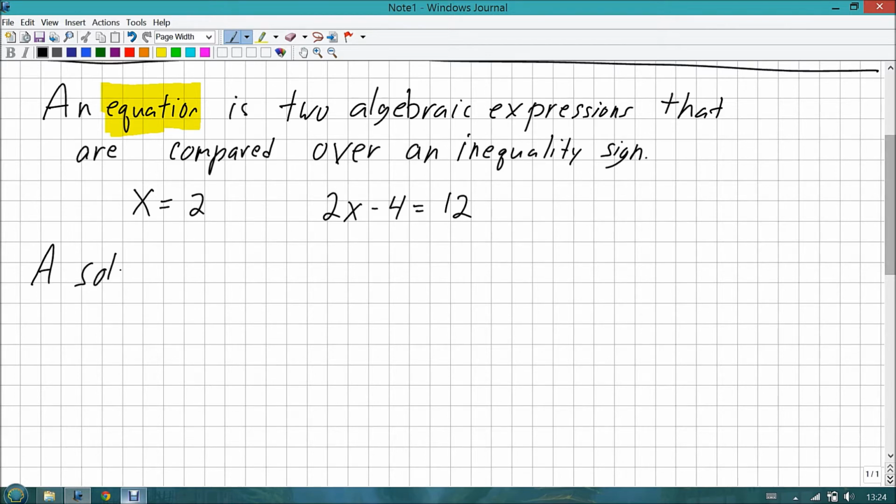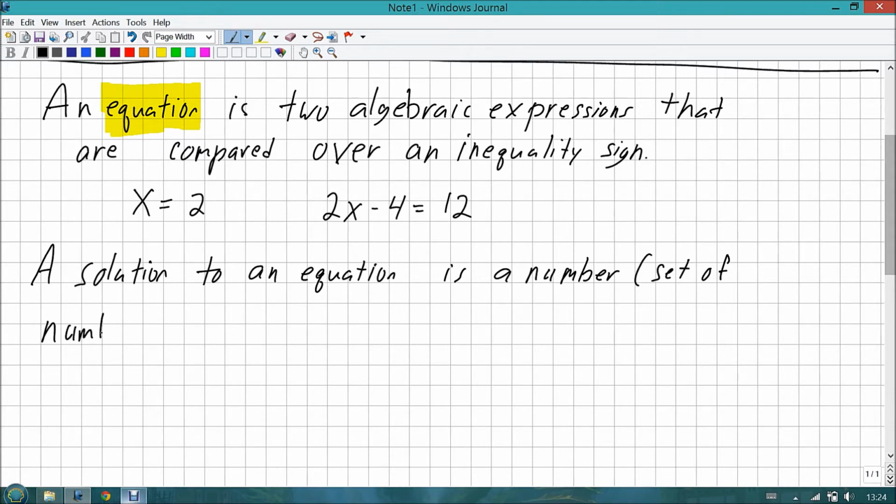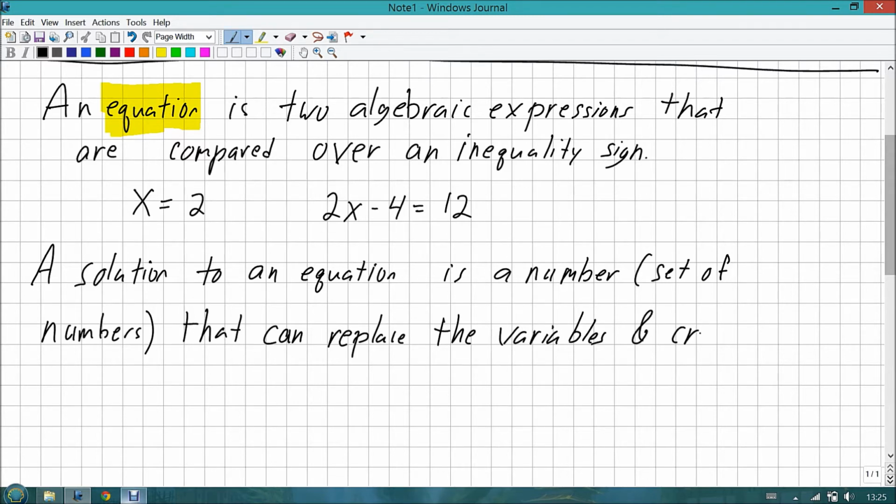A solution to an equation is a number or set of numbers that can replace the variables and create a true statement.